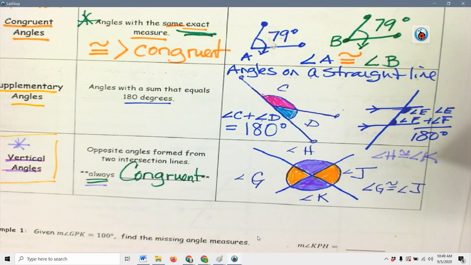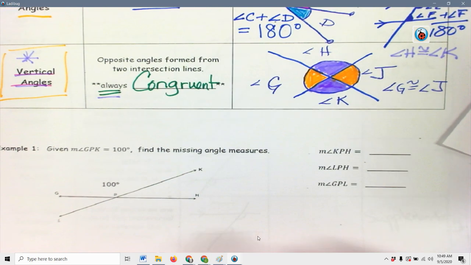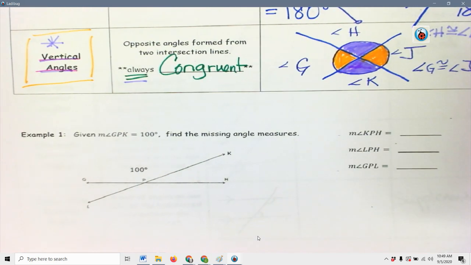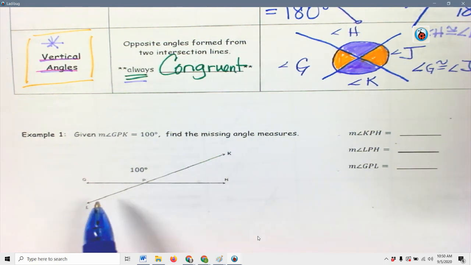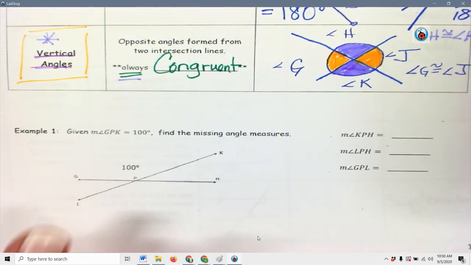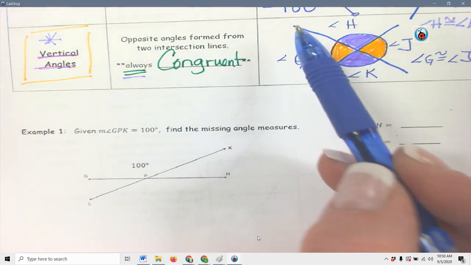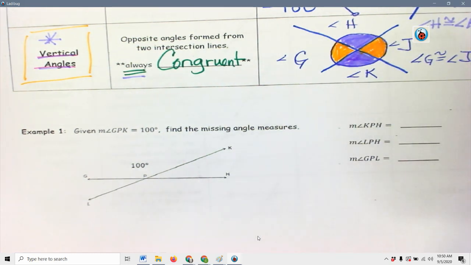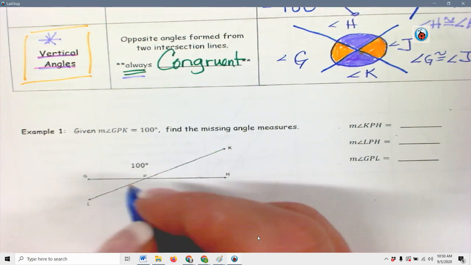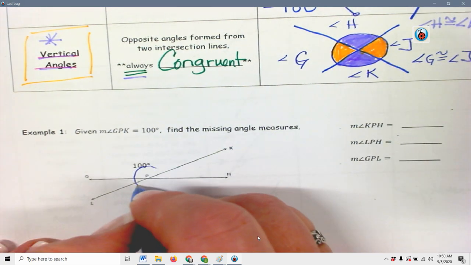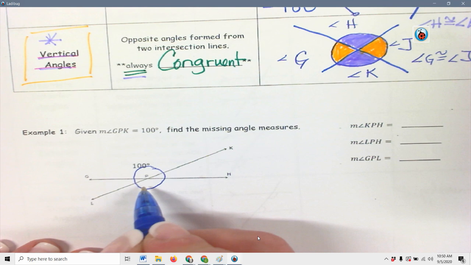Let's do example 1. Example 1 shows us two lines that are crossing. Now, this looks a bit like this picture, doesn't it? I think it's useful when we see an intersection like this where two lines are crossing to draw a circle around that intersection so we can see our angles.